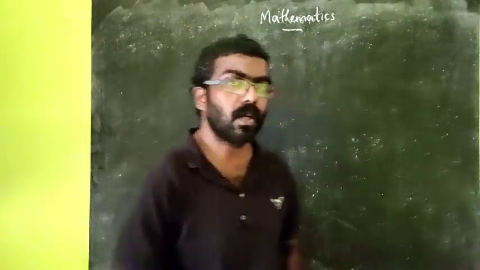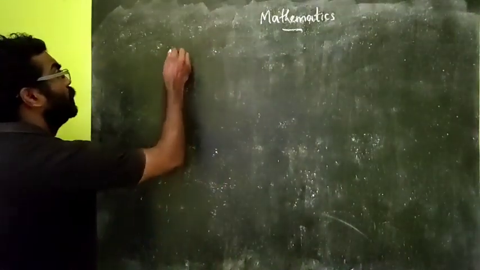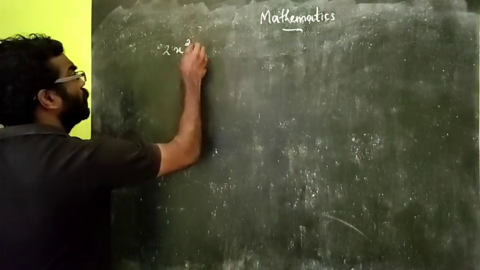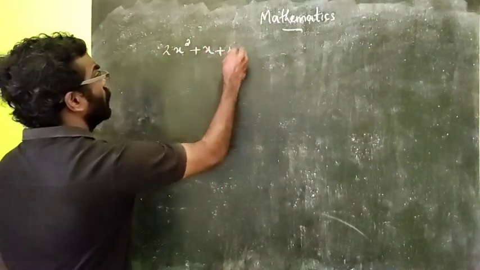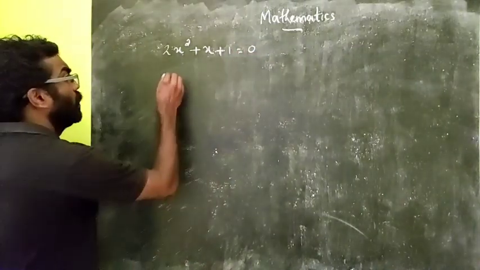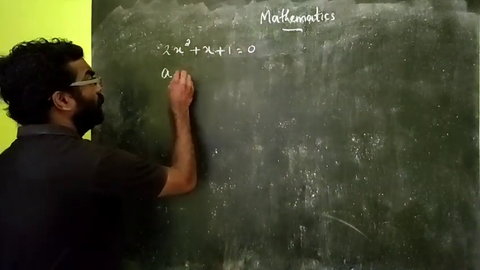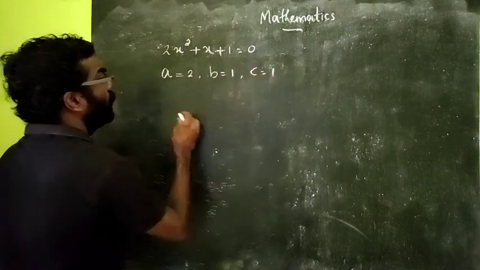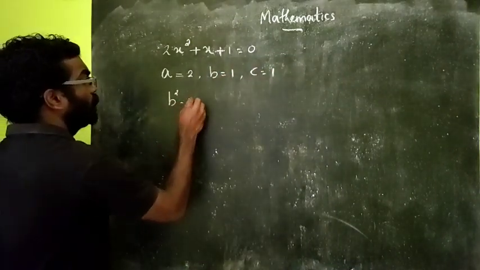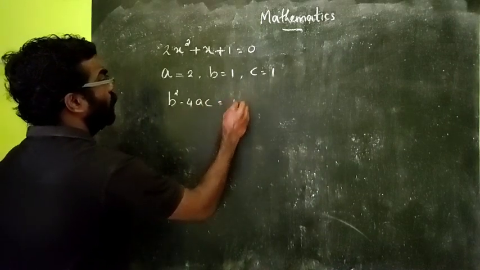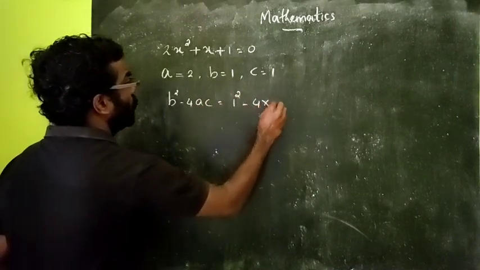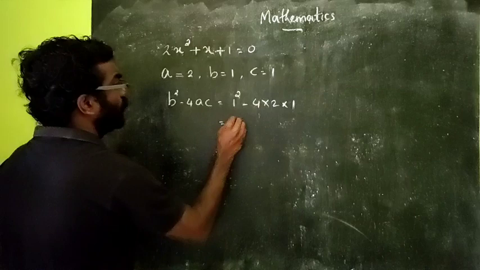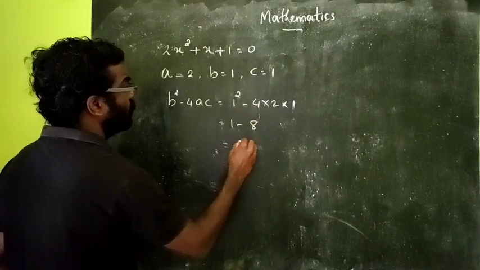Let us consider one quadratic equation, 2x square plus x plus 1 equal to 0. Here we can write the values of a, b and c: a equal to 2, b equal to 1, c equal to 1. While finding b square minus 4ac, we get 1 square minus 4 into 2 into 1, that is 1 minus 8, which gives minus 7.